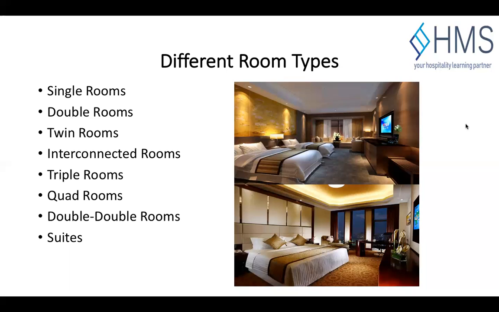Then studio rooms are there, the ones that have a couch and that can also be converted to a bed. They may also have an additional bed. So there are different types of rooms. Thereafter, we have suites. Now, suites, we have junior suites and master suites.